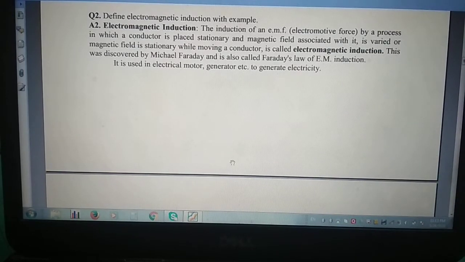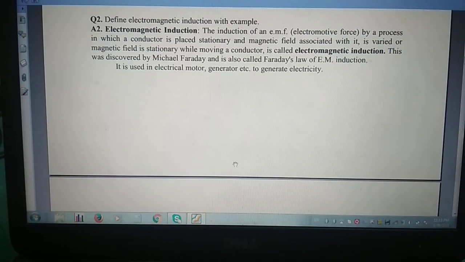So very specifically we have to understand here, beta, what electromagnetic induction is. In electromagnetic induction there is generation of some electromotive force, that is, generation of some electricity, electric current.